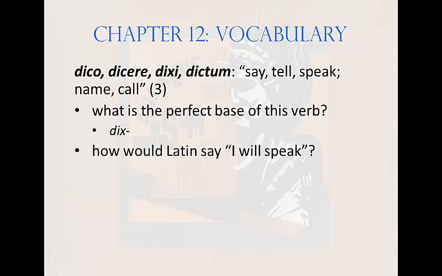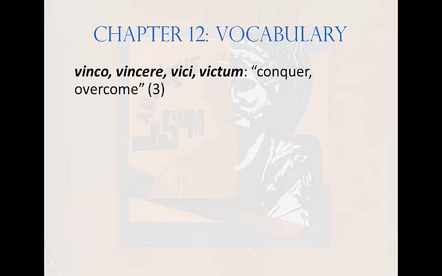How will Latin say, I will speak? Remember, it's third conjugation. Dicam. E is not used in the first person singular of the future in third conjugation. In first person singular, the e is replaced with an a. The next verb, vinco, vincere, vici, victum, means conquer or overcome.